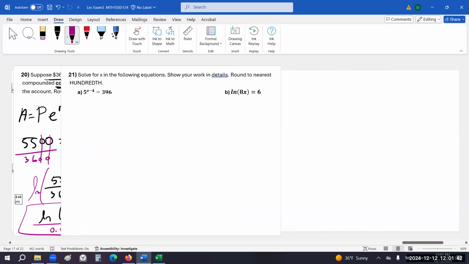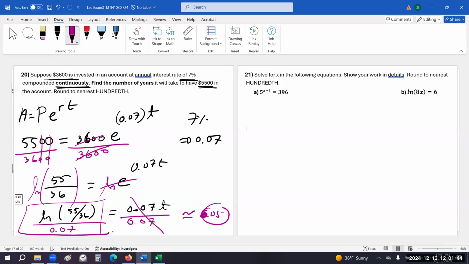And this is the last question. One of these, definitely, probably both of them. And in the review sheet, there is also another type, so make sure you practice with that also. So we have 5 to the x minus 4 equals 396. We are stuck here. We don't know what to do.